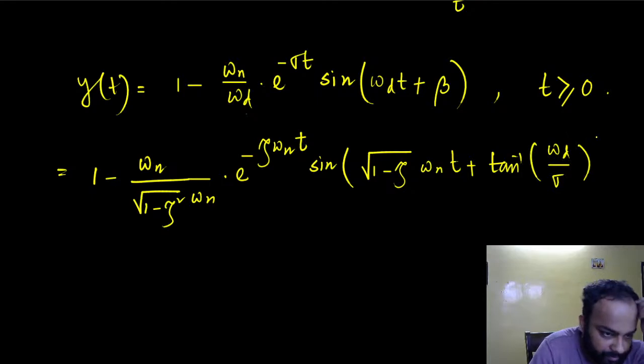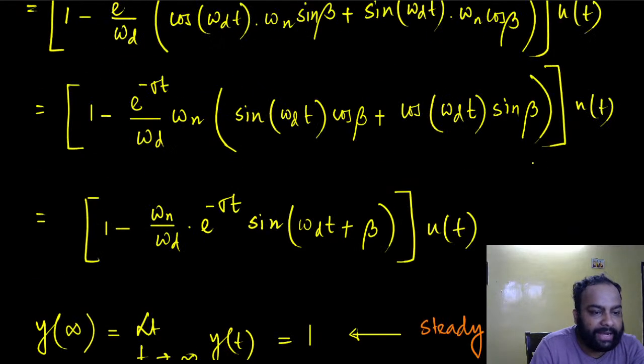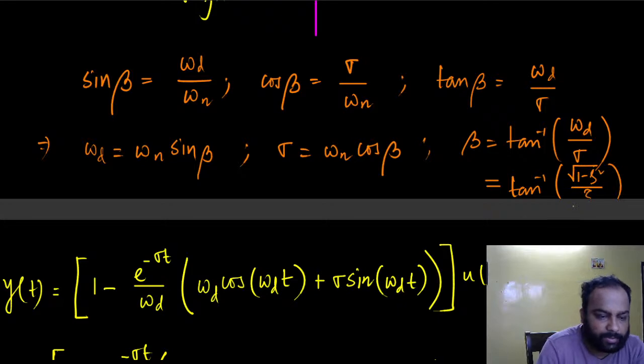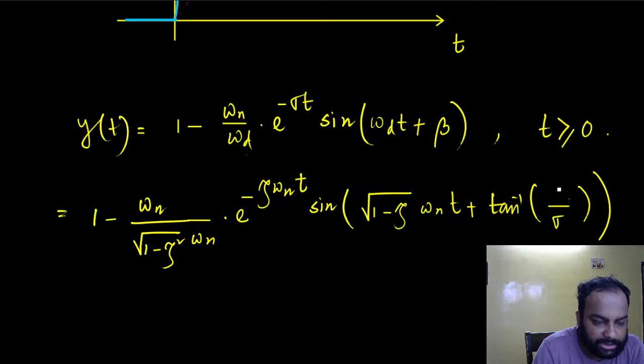Okay, and what is tan inverse omega d by sigma? If you recall, omega d is root over 1 minus zeta square times omega n, and sigma is zeta omega n. So this is just tan inverse of root over 1 minus zeta square divided by zeta, right?